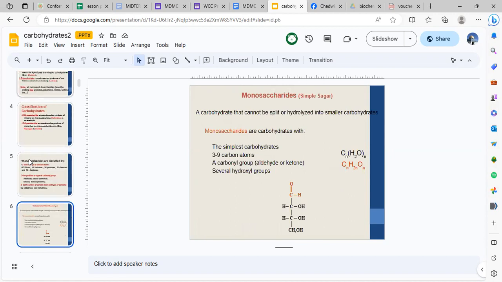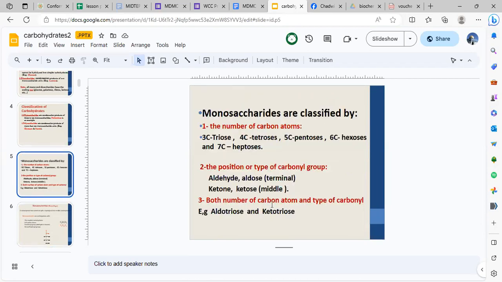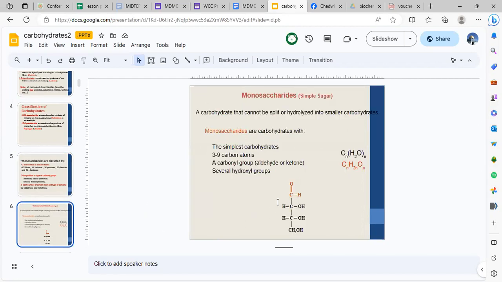Okay, so using the third category, how will you classify this type of monosaccharide? This one at the bottom. Anyone? Anyone who wants to recite? What do you call, so the third category where you combine the number of carbons and the type of carbonyl? What do you call this monosaccharide?